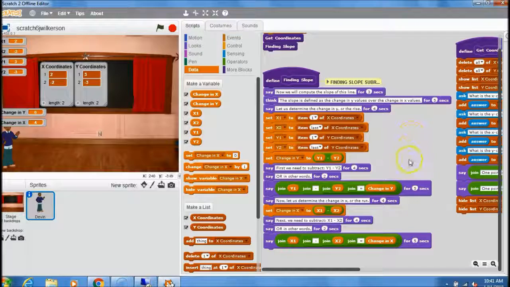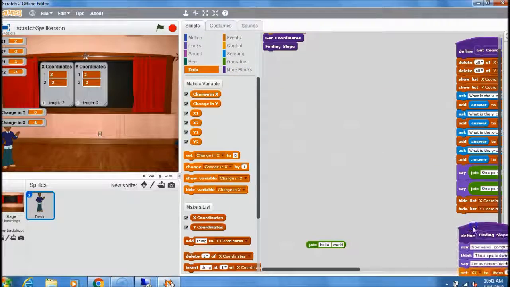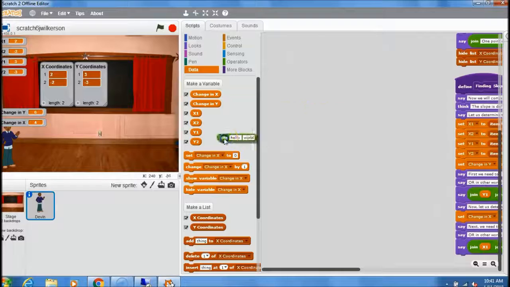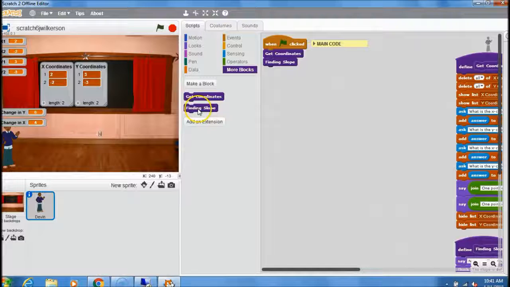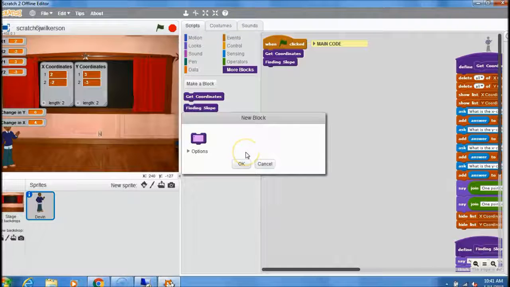In fact, I think I'll write a different subroutine for that, just because I like writing subroutines. So I'm going to push this subroutine over here and get it out of the way. What I want to do now is go back up here and create another subroutine and call it reporting the slope. So we've got finding the slope and reporting the slope. Let's be consistent here: reporting slope.